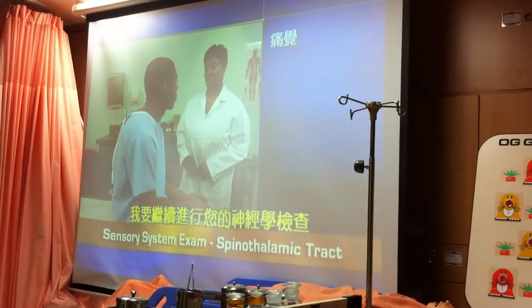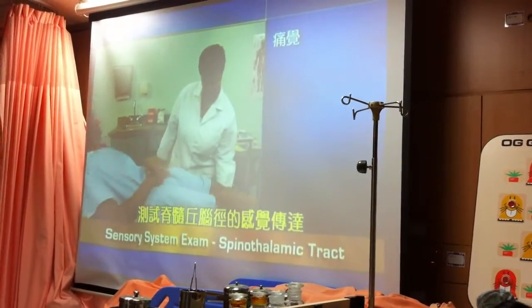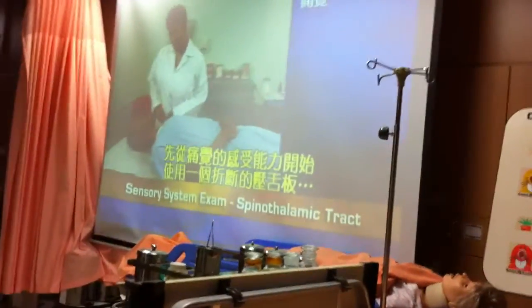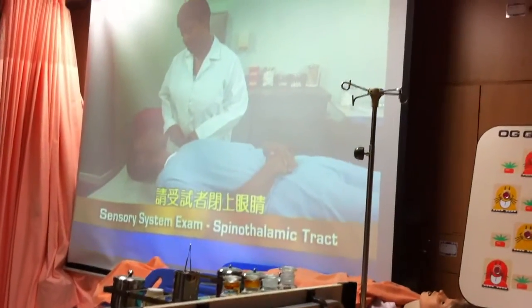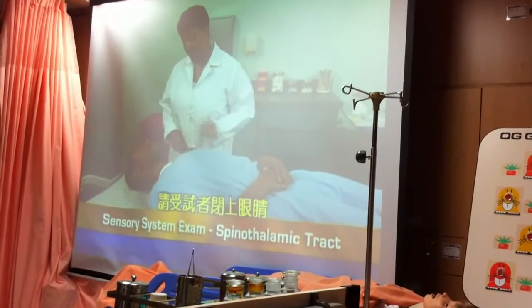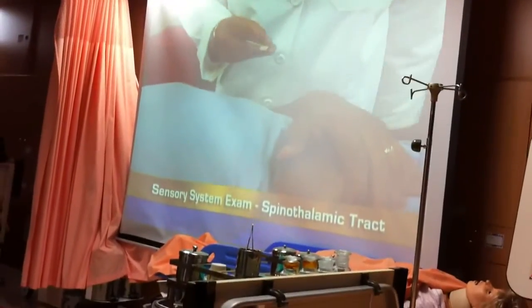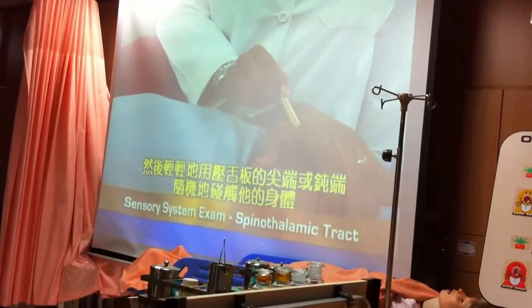We're going to continue the neurological exam. To test sensations mediated by the spinothalamic tract, start with the ability to perceive pain. Using a fractured tongue blade, ask the person to close his eyes and say sharp or dull, depending on the sensation he feels. Then lightly touch the sharp point or dull end of the tongue blade randomly to his body.